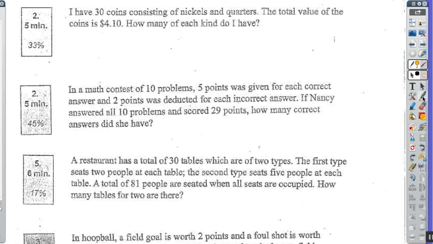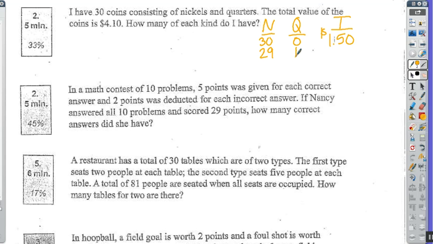I'm going to set this up by starting with nickels and quarters. I know that I have a total of 30 coins, so I could start by having 30 nickels with no quarters. And I know that a nickel's worth 5 cents, so my total is going to be 30 times 5 cents, or $1.50.